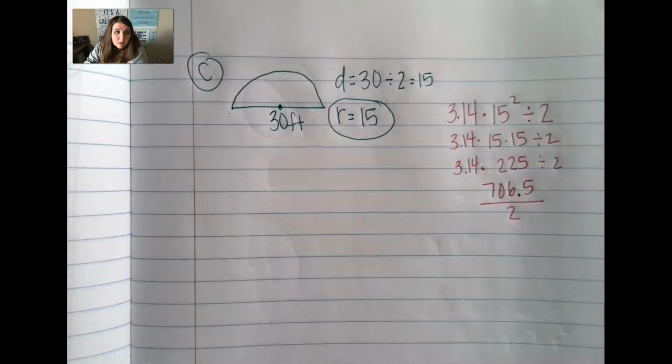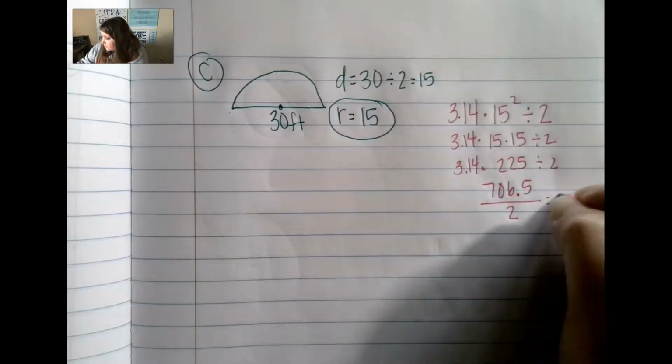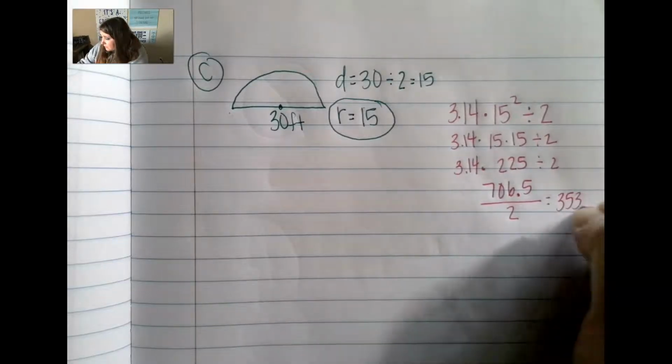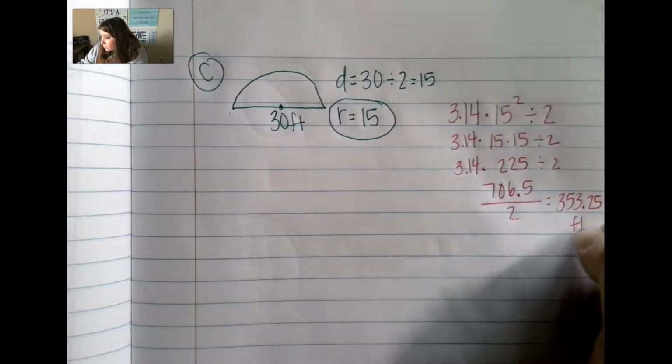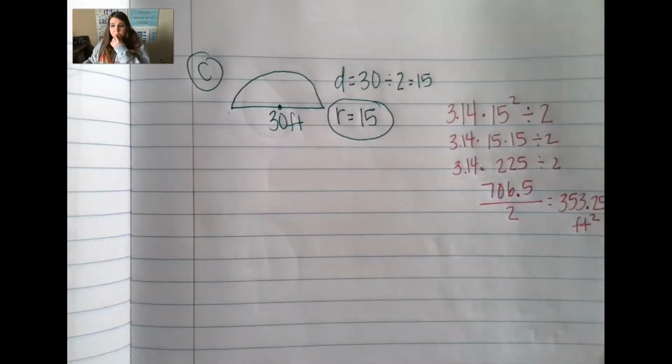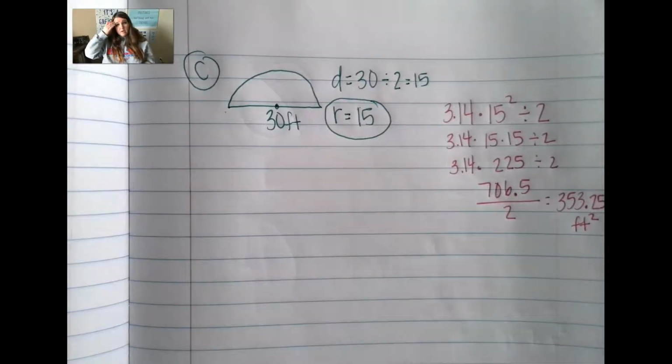Like that, we're going to end up with a quarter. So our total is 353.25. And again, we're feet squared. Got to square the feet because of area.